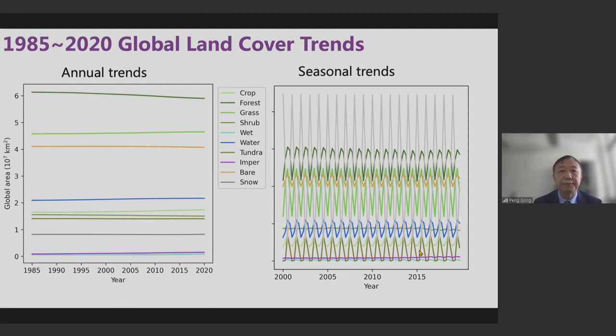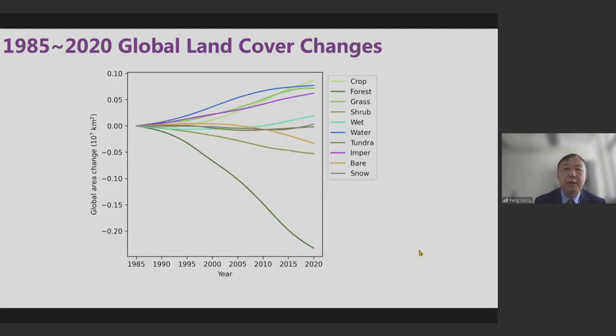Their change is smaller. We can also compare all the annual changes with 1985 to see the general trend of the global land cover, and whether some of the areas are increasing. For example, water surfaces. For example, cropland.